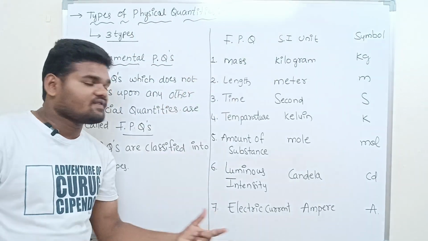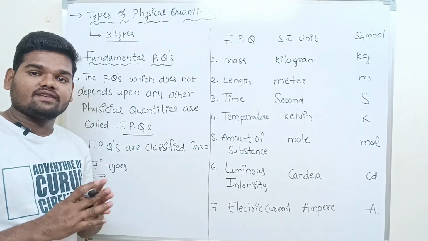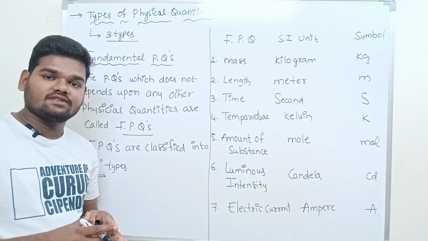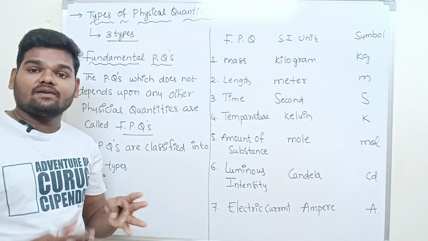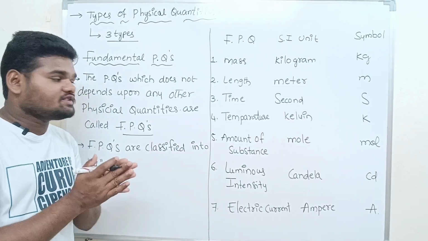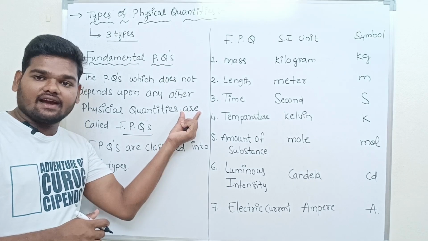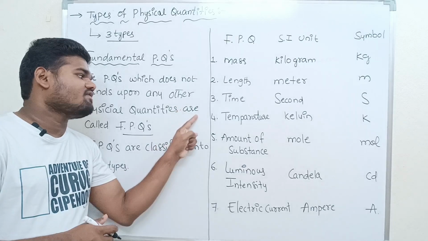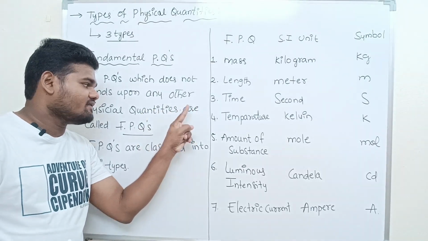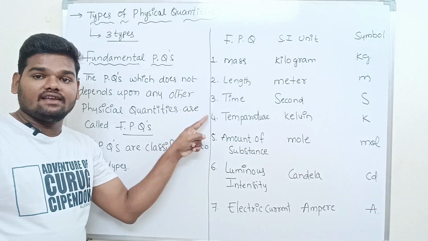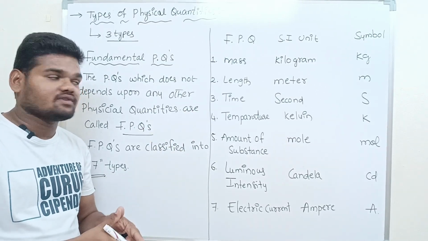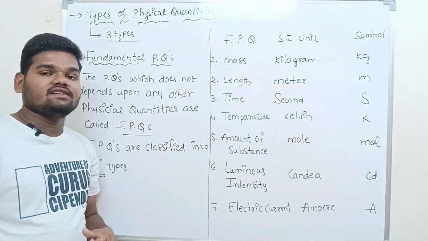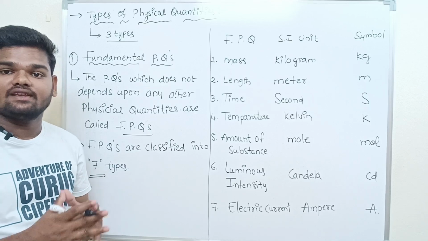By using these fundamental physical quantities, we can write all the formulas that exist in physics. Is it clear? Any doubts? These are like the alphabets in English. If you want to write the spelling ARE, you need the alphabets A, R and E. Likewise, in physics, if you want to write any formula, we must require these seven fundamental physical quantities. Is it clear?